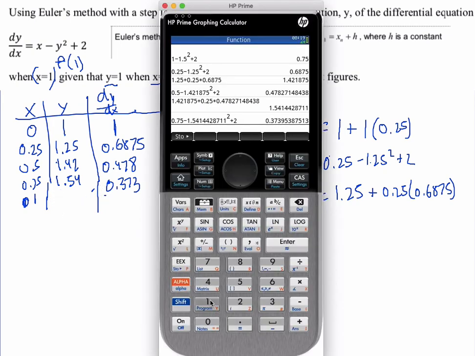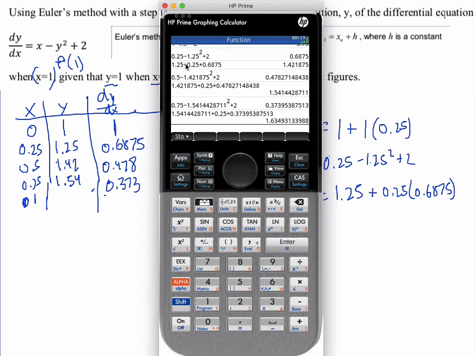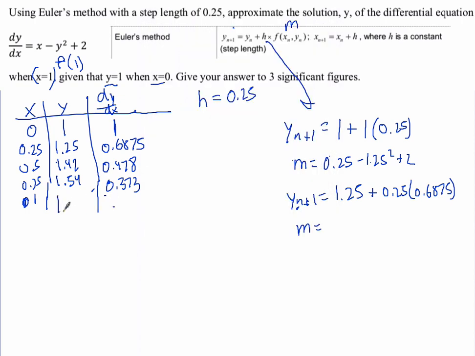We take our previous y value, which is up here, plus the step size times your slope from before, which is right there, and you get 1.63 to 3 significant figures.